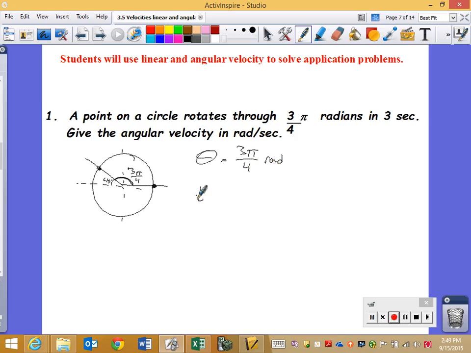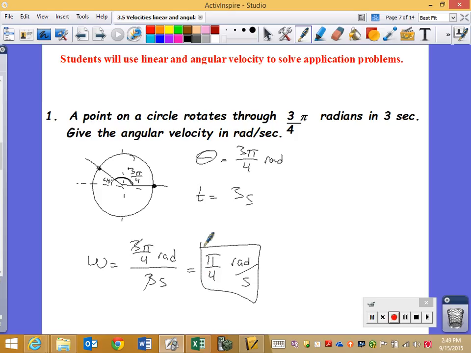Our time here is 3 seconds. Let's look at the units they want the answer in. They want it in radians per second. Well, I have both of those, so let's just plug it into our formula. Omega is equal to 3 pi over 4 radians divided by 3 seconds. My 3's cancel, and I'm left with pi over 4 radians per second. Box the answer, and that's all there is to it.